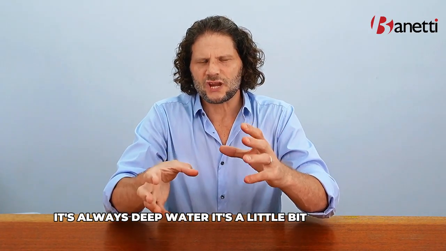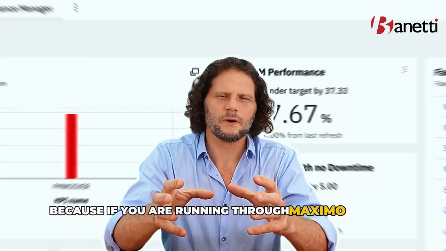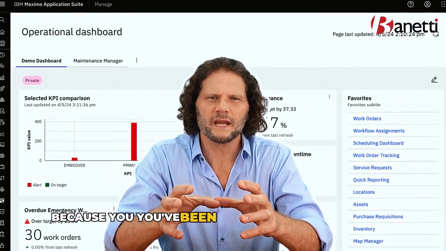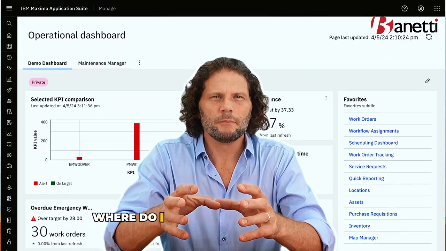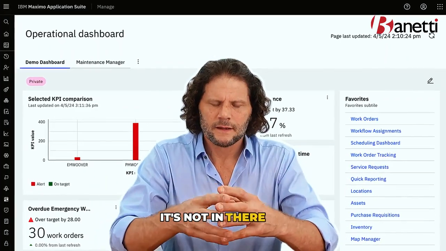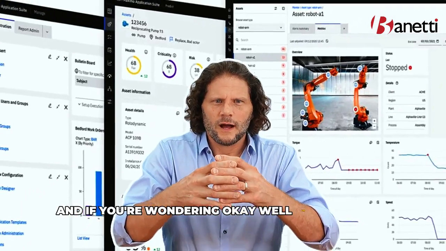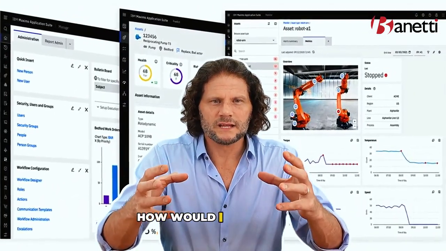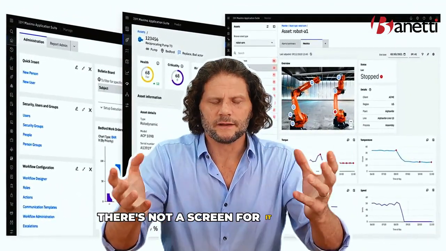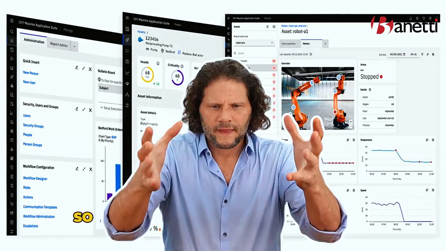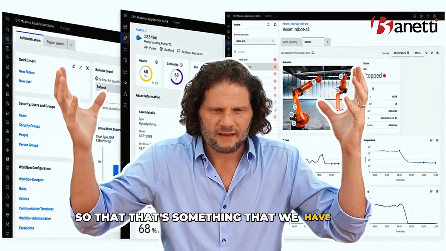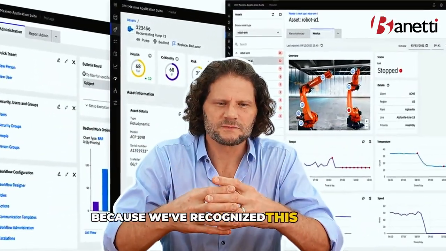It's a little bit challenging because if you are running through Maximo in your head because you've been in it and you're going, well, where do I put that? The answer is, yeah, it's not in there. And if you're wondering, okay, I'm looking at Maximo, how would I do this? Well, there's not a screen for it out of the box. So that's something that we have built because we've recognized this problem.